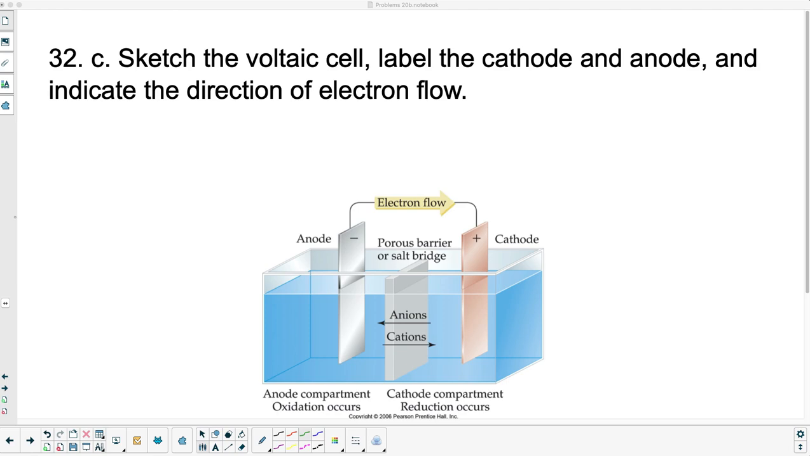All right, class, I want to include 32C in this, so this will be a pretty short screencast. 32C says sketch the voltaic cell, label the cathode and anode, and indicate the direction of the electron flow.